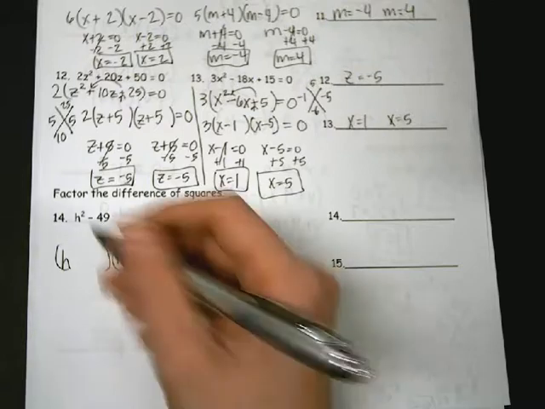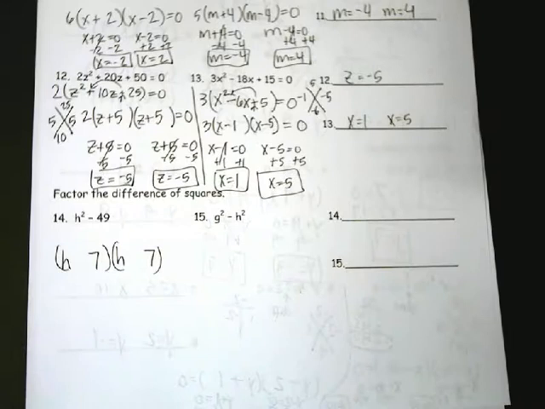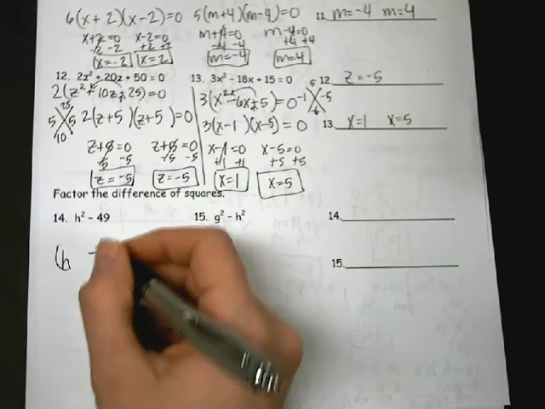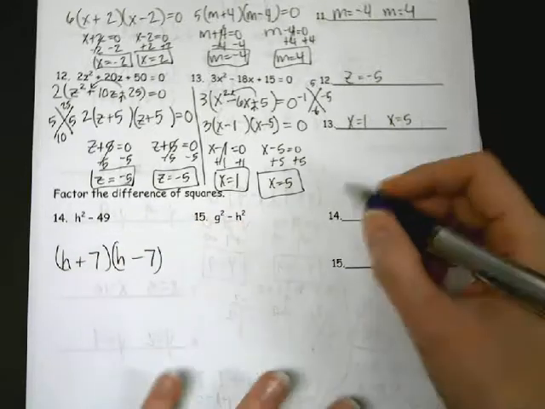But it's a negative 49, so I have to have different signs. One has to be positive and one has to be negative. And I'm done there. Put my answer over here, h plus 7 and h minus 7.